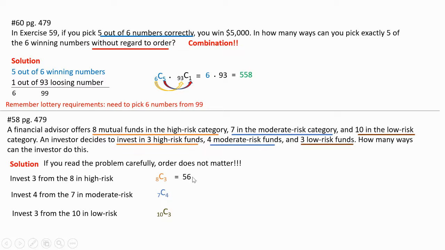So 8 combination 3 is 56. 7 combination 4 is 35. And 10 combination 3 gives us 120. So if we multiply those out, it's going to give us 235,200. So that's how many ways an investor can select the funds.